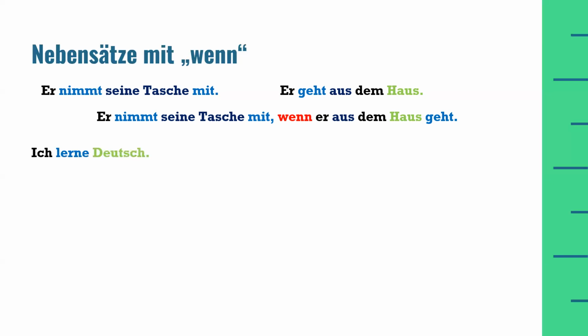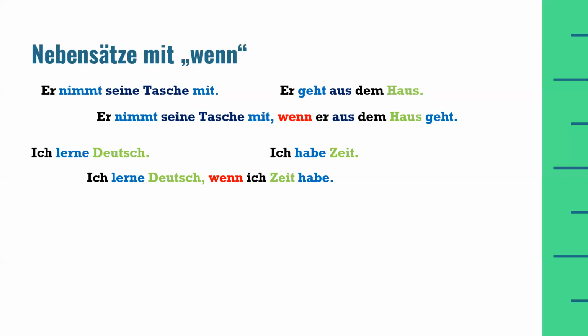Next example is: Ich lerne Deutsch. I learn German. Ich habe Zeit. I have time. Now, if we want to combine these two sentences with the conjunction wenn, it will become: Ich lerne Deutsch. Hauptsatz will come as it is. Wenn ich Zeit habe. If I have time.